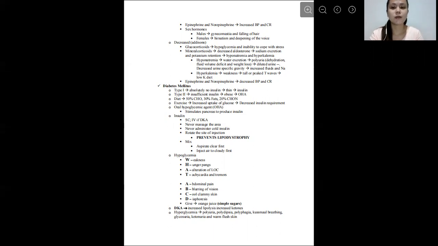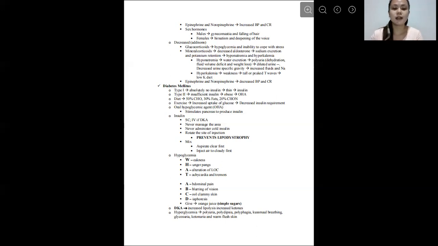Tachycardia, tremor. As I said, glucose is the fuel of our body, so it will cause increased cardiac rate and involuntary handshaking or tremor. The symptoms are abdominal pain, blurring of vision, cold clammy skin, and diaphoresis. Diaphoresis is excessive or abnormal sweating. If there's an occurrence of hypoglycemia, we need to give simple sugar such as orange juice.